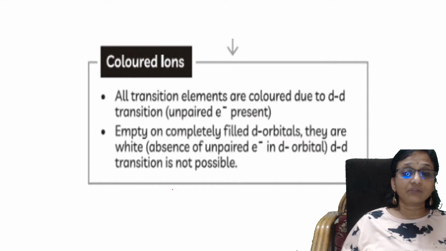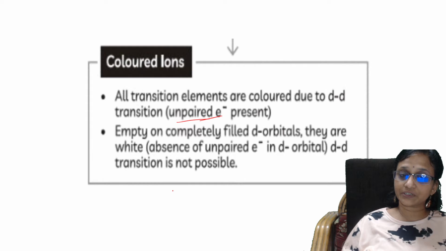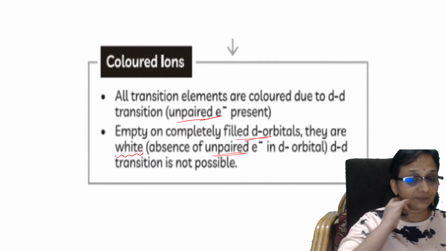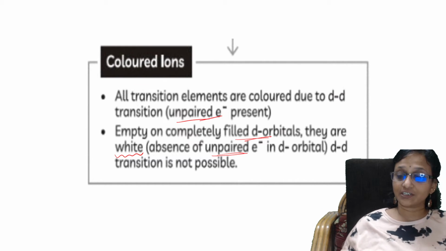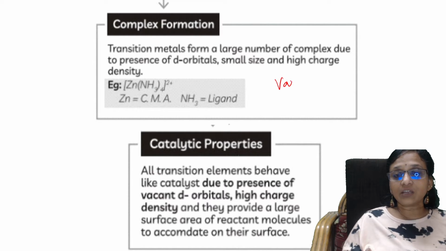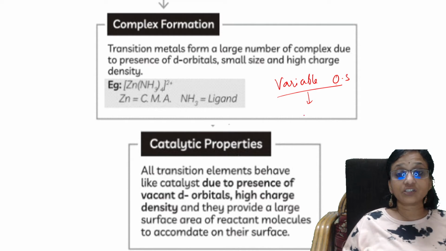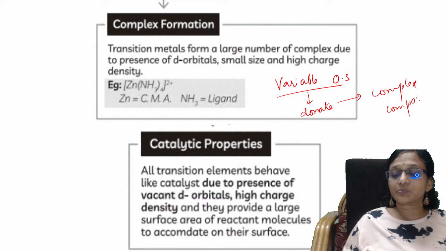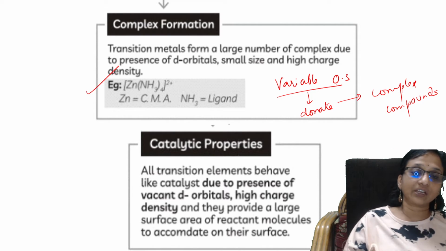Why are transition elements colored? Because of unpaired electrons. Perfect. If you have filled d orbitals, if unpaired electrons are absent, then the particular salts appear white in color. Got it? So everything is mentioned here. Then comes complex formation. We very well know D block elements show variable oxidation states, right? Because of this, they tend to donate. When they tend to donate, they form complex salts. Complex compounds are a characteristic property of transition elements. That also I have taken an example.